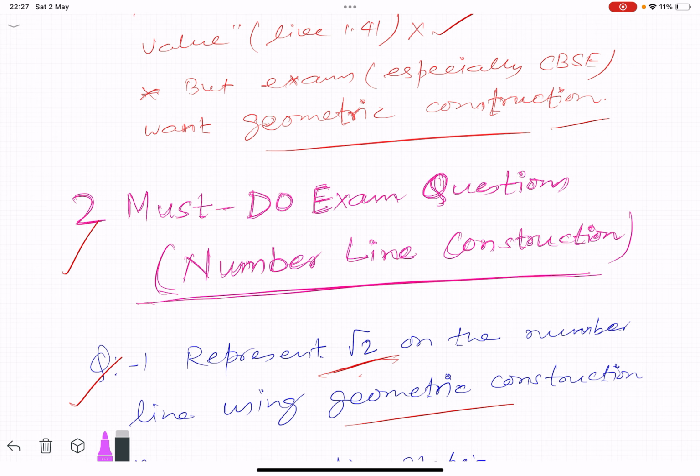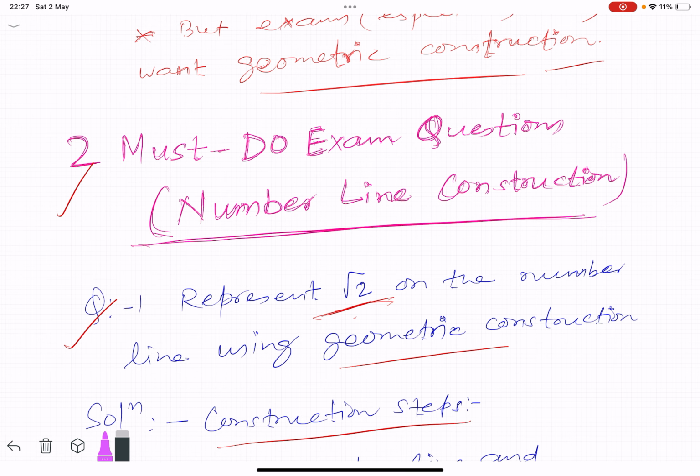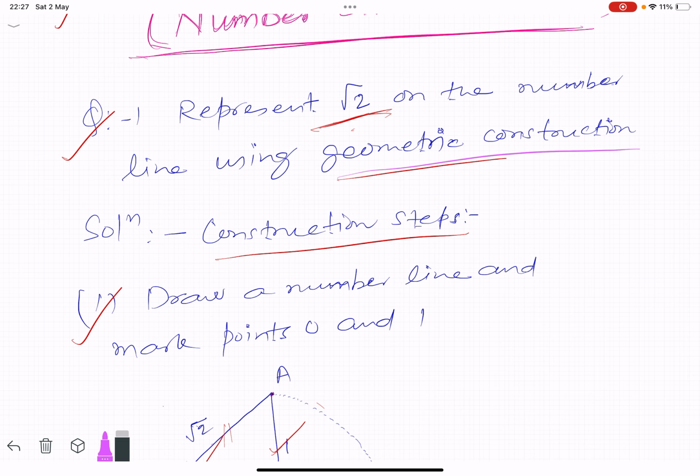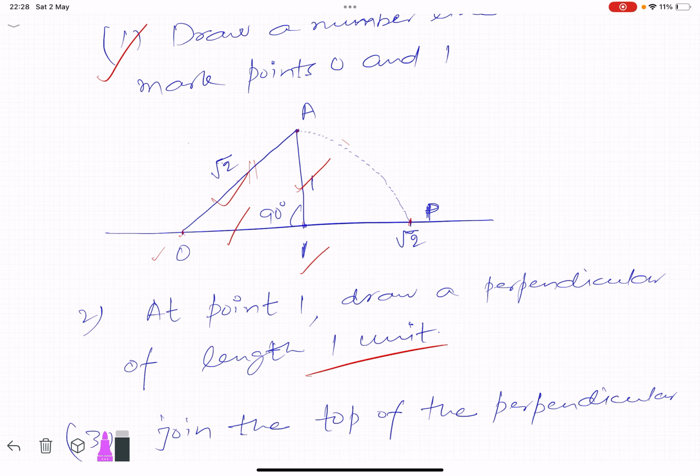So these are two must-do exam questions in which you will see number line construction. That means geometry construction. Okay. First question is represent root 2 on the number line using geometry construction. This is construction steps. First, we will draw a number line, mark 0 and 1. At point 1, we will draw a perpendicular of length 1 unit.